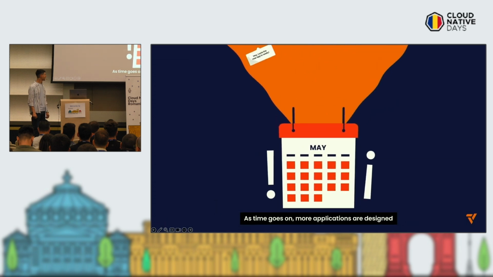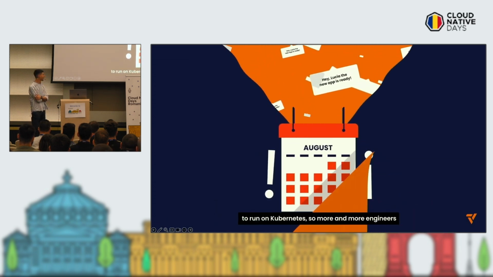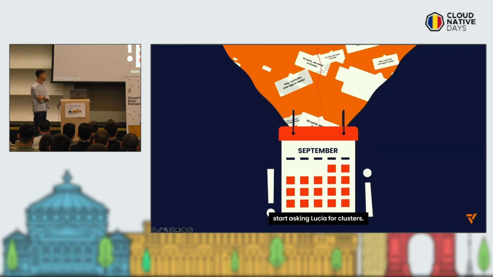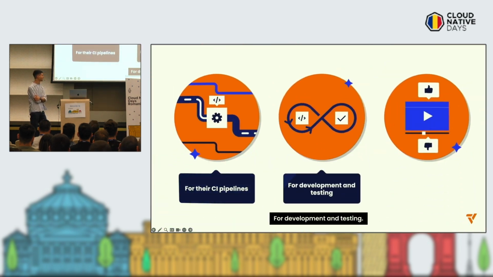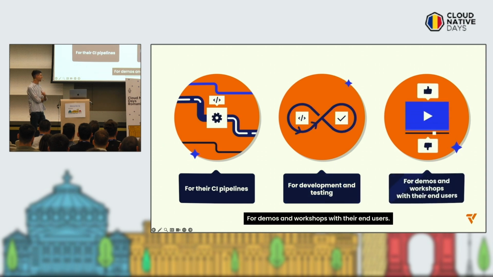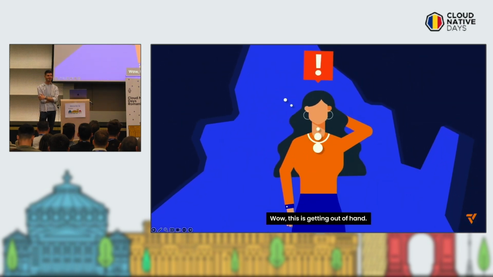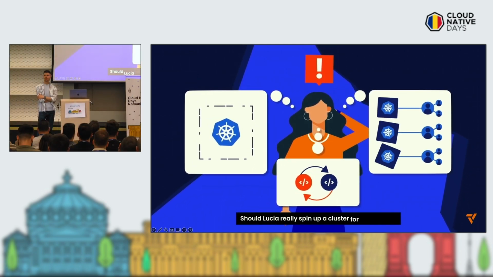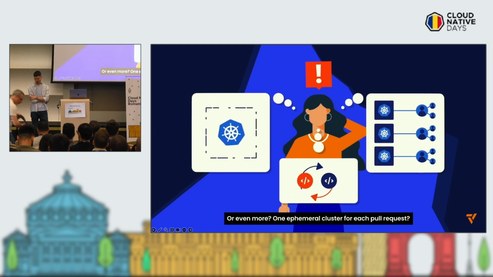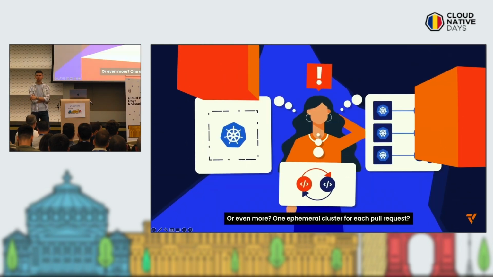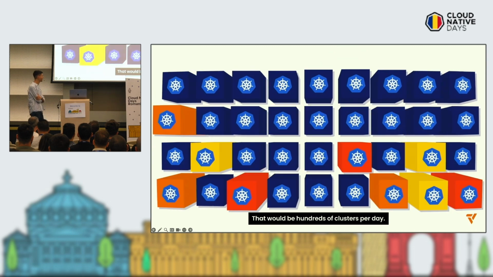Lucia spins up a cluster and hands it over to the engineers. As time goes on, more applications are designed to run on Kubernetes, so more and more engineers start asking Lucia for clusters. For their CI pipelines, for development and testing, for demos and workshops with their end users. Wow, this is getting out of hand. Should Lucia really spin up a cluster for each team? Or even more? One ephemeral cluster for each pull request? That would be hundreds of clusters per day.